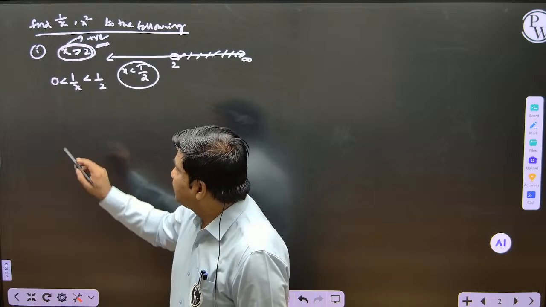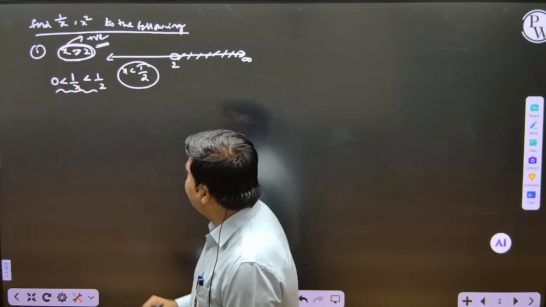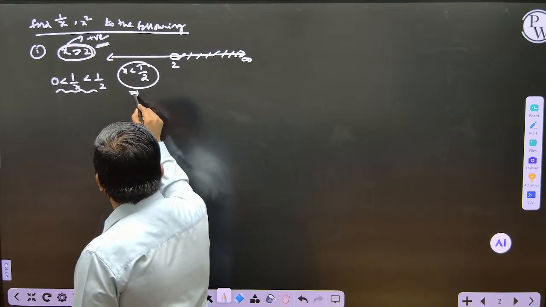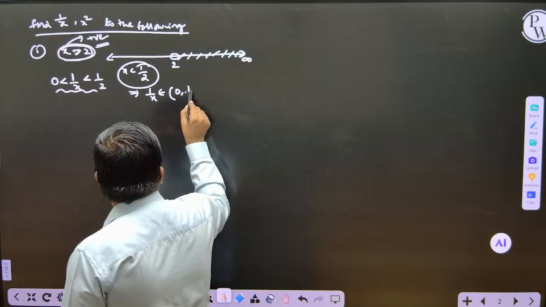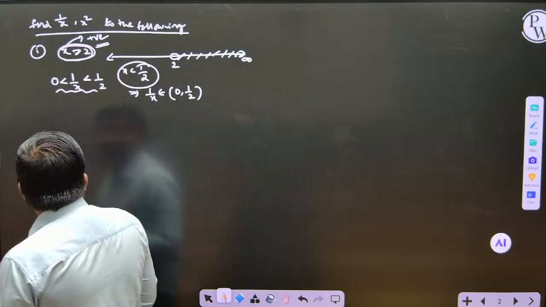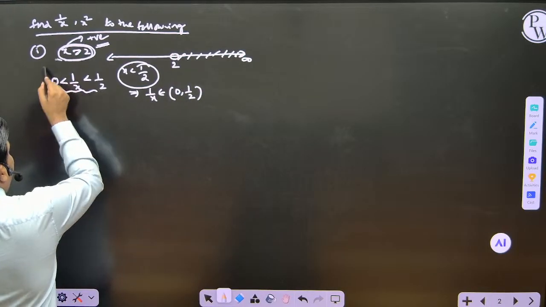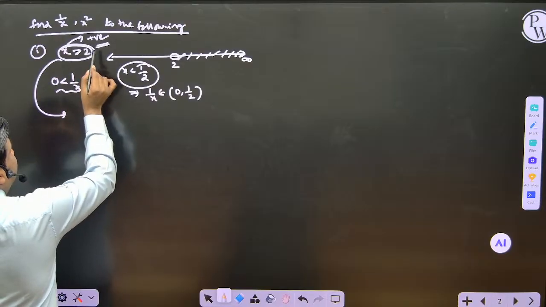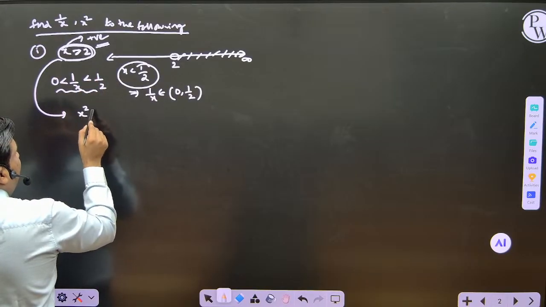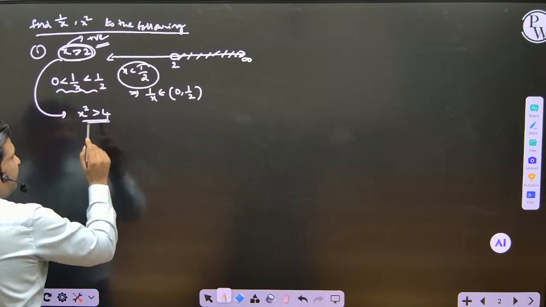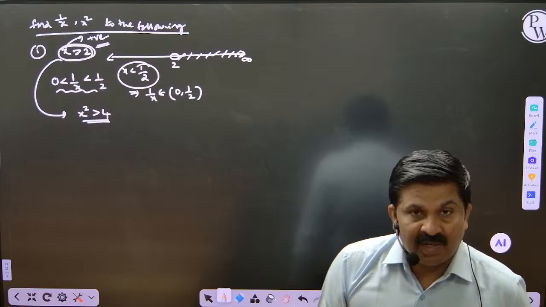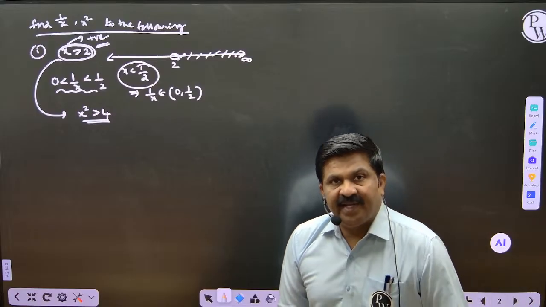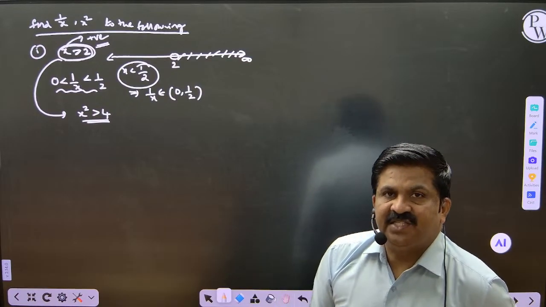So it should lie between 0 and 1 by 2. That means 1 by x belongs to (0, 1/2). But x square, what happened? x greater than 2 is positive or not? But on squaring it, what happened? The inequality will not change when both values are positive. By squaring it, the inequality will not change.